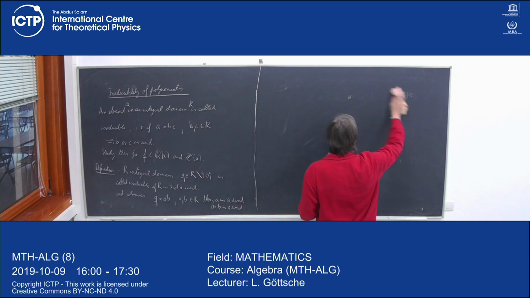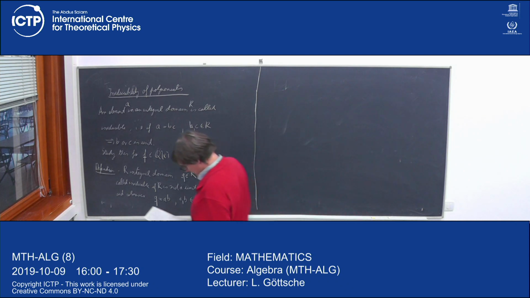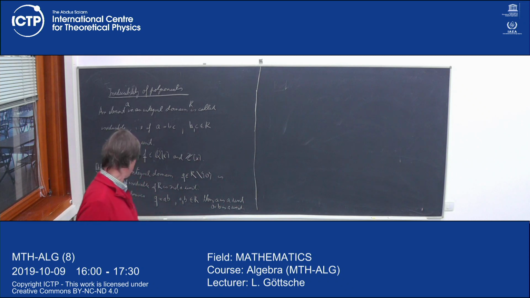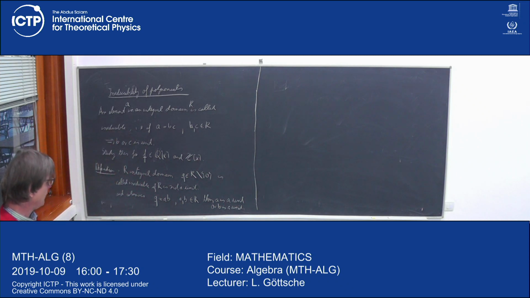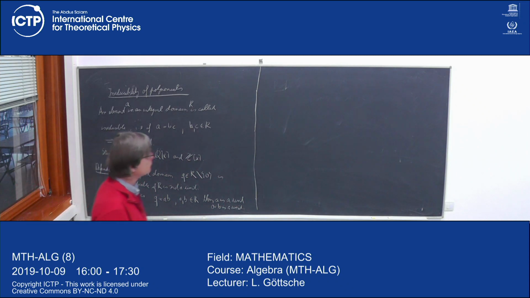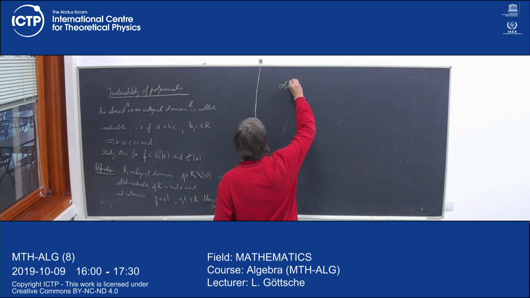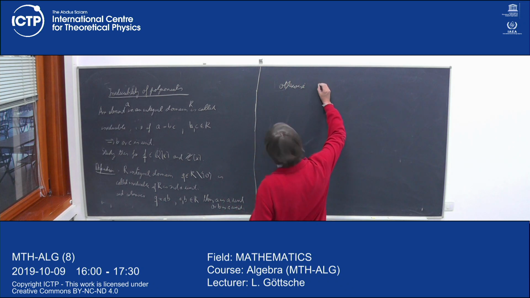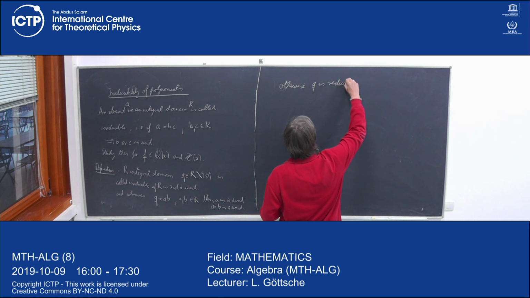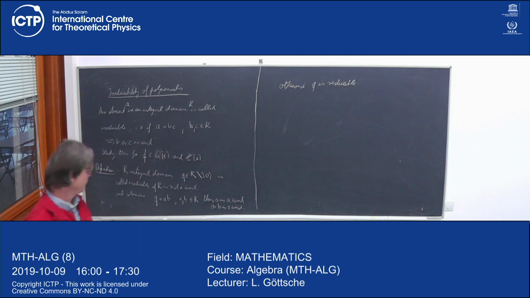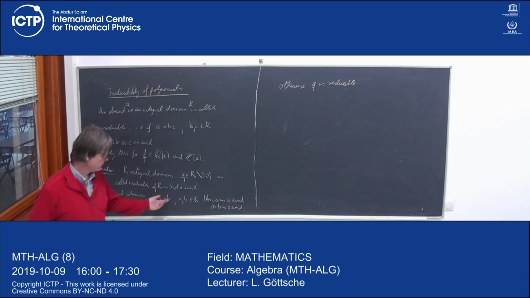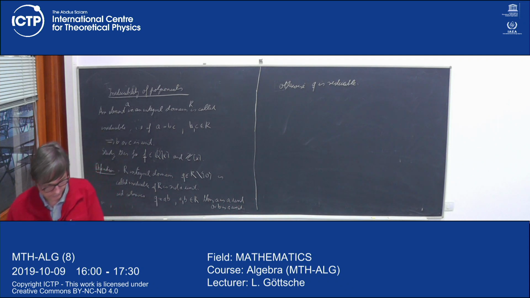Okay, now we want to see... and so otherwise it's called reducible. Q is called reducible when I can write Q equal to AB, where both A and B are not units.